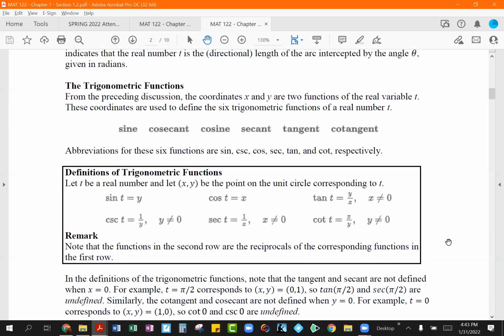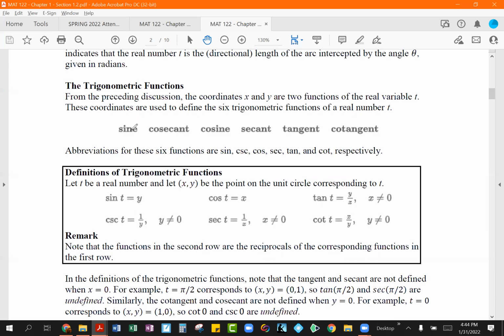And this actually gives rise to where we get into our trigonometric functions, but this is actually associated with our ordered pairs, our x and y coordinates, because if you are taking that circle and finding a point on the circle, imagine, of course, that you're putting that on top of a rectangular coordinate space. Well, then obviously we can have x and y ordered pairs, right? So any point on the circle can correspond to x and y on our rectangular coordinate system. So they're saying the coordinates x and y are two functions of the real variable t. These coordinates are used to define the 6 trigonometric functions.